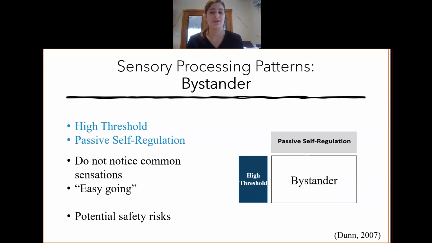And these individuals can be a safety risk because they don't notice the sensations that may alert the individual that harm is near.